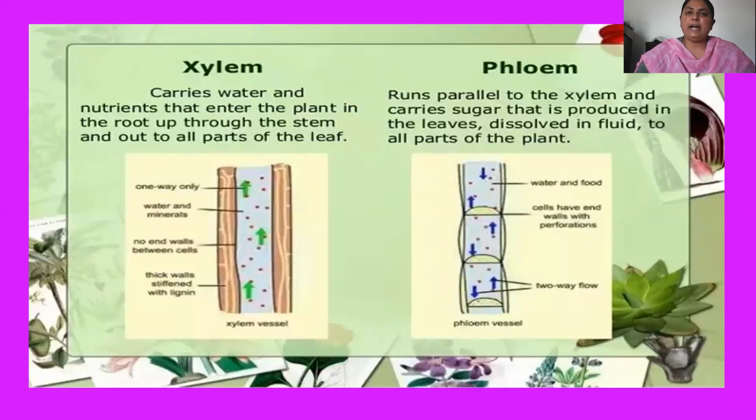Children, you know that xylem carries water and nutrients that enter the plant in the root, up through the stem, and out to all parts of the leaves. And what about phloem? This phloem runs parallel to the xylem, and it carries sugar that is produced in the leaves, dissolved in fluid, to all parts of the plant.